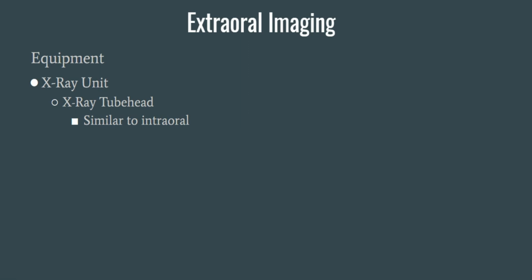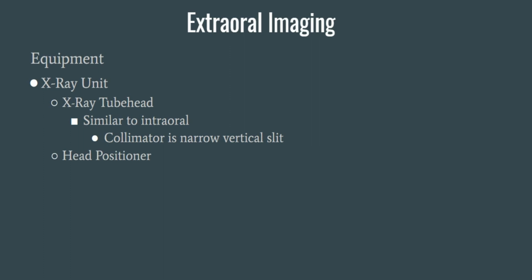It's also going to contain a collimator, but it's slightly different from the collimator in an intraoral tube head. With a panoramic collimator, it is going to be a slit, a narrow vertical slit. Its purpose is the same. It is still to restrict the size and the shape of the beam, but it is just a little bit different shape.